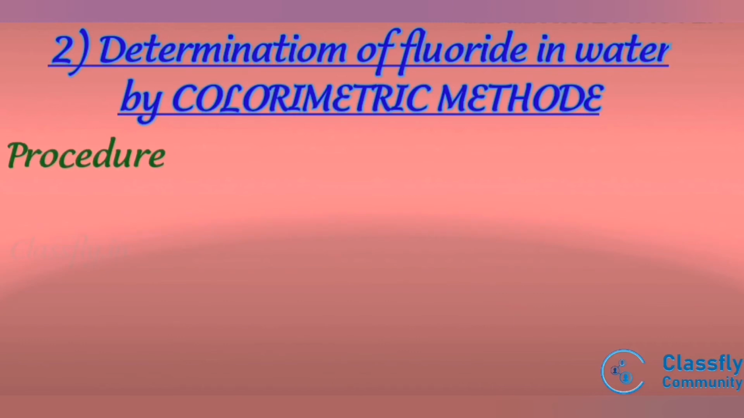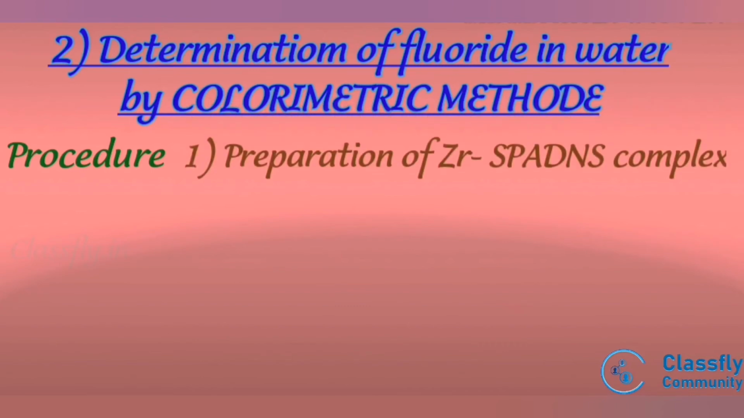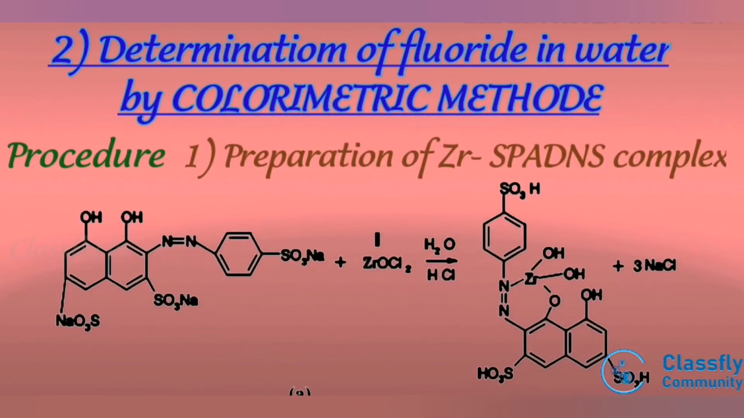Procedure containing 2 steps. First one, preparation of zirconium SPADNS complex. 958 milligram of SPADNS is dissolved in distilled water and diluted to 500 ml. 133 milligram of zirconyl chloride octahydrate, that is ZrOCl2·8H2O, is dissolved in 25 ml of distilled water, and 350 ml of concentrated HCl is added and diluted to 500 ml with distilled water. Equal volumes of SPADNS solution and zirconyl acid solution are mixed to get the zirconium SPADNS complex.